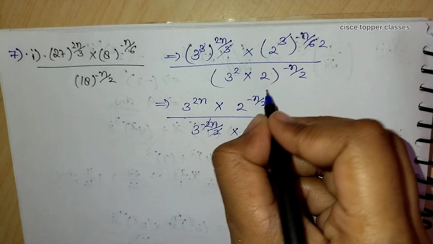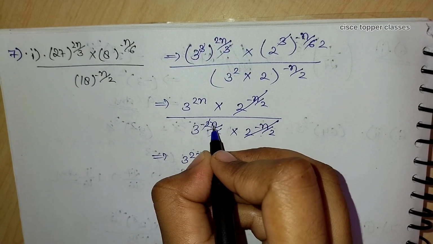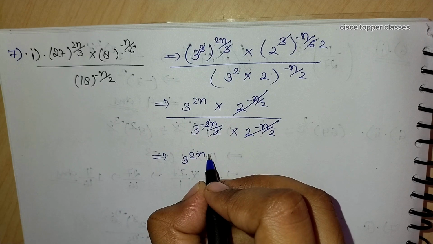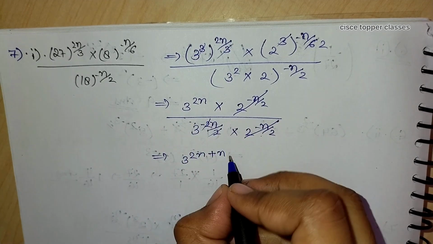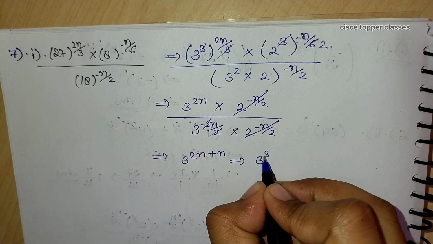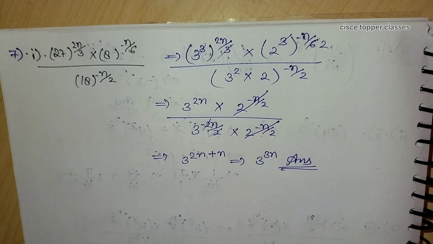Now we can simply cancel out this part also. It will be 3 to the power 2n. Here n is left out, so plus n, because minus and minus will be plus. So 3 to the power 3n is the final answer here in this question.